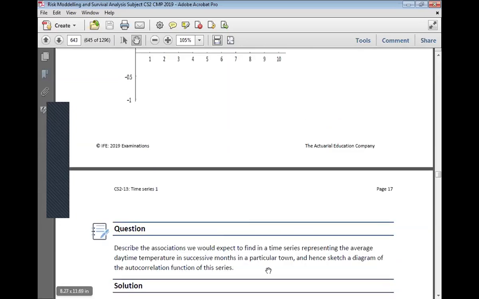So let us see what this question is asking us to do. They're asking us to find a time series. The variable under consideration here is the daytime temperature in months. We know that if it's winter, the temperature is going to be lower, and if it's summer, it's going to be higher. There is some seasonality that we'll have to take into account in quarters. So they have asked us to sketch a diagram of the autocorrelation function of this series. Would you all like to try this on your own? How would the autocorrelation look?